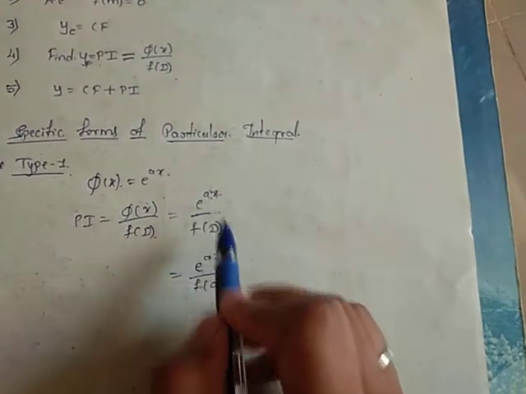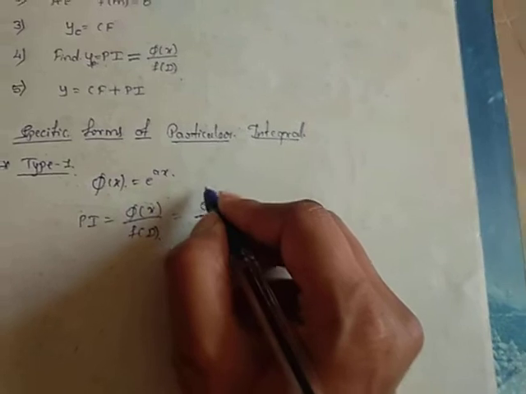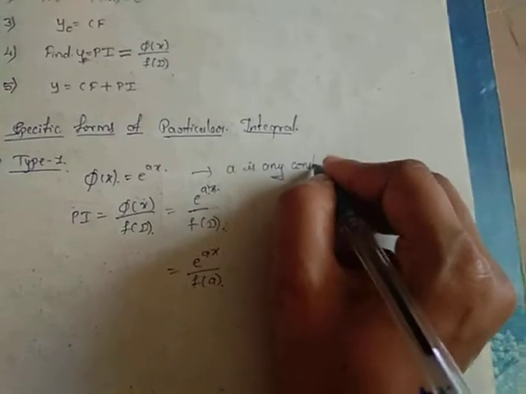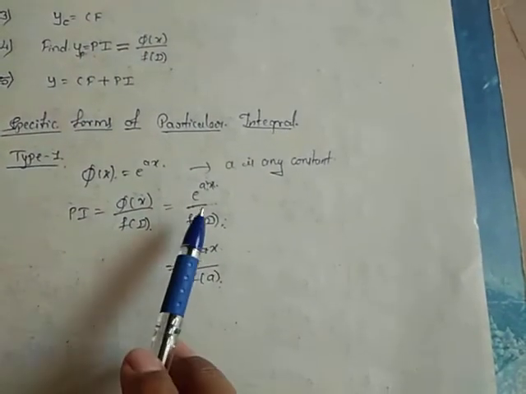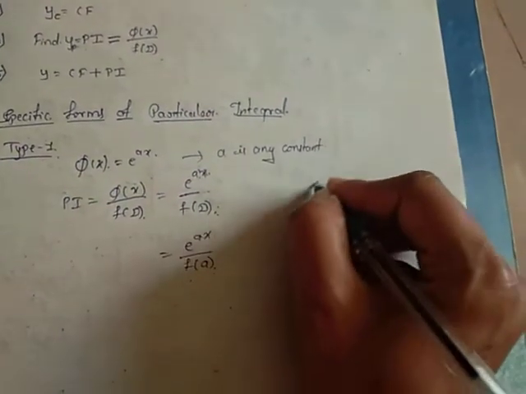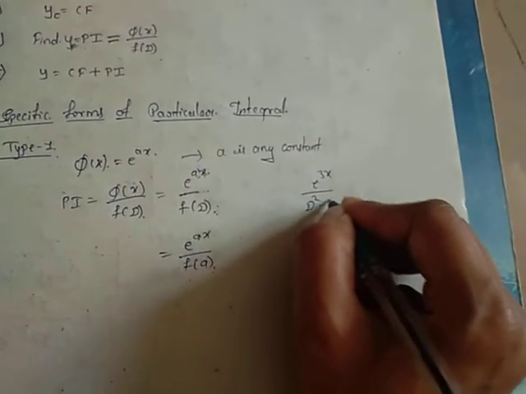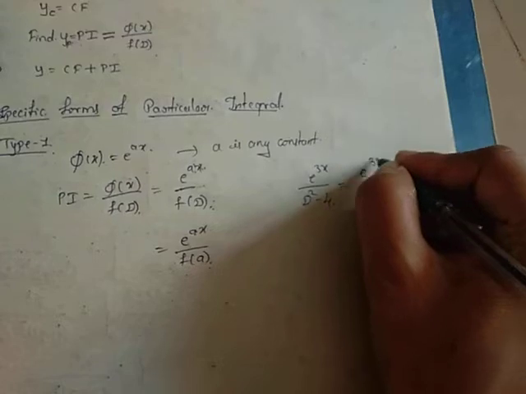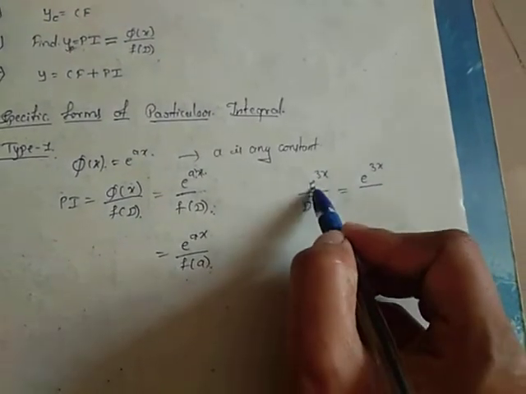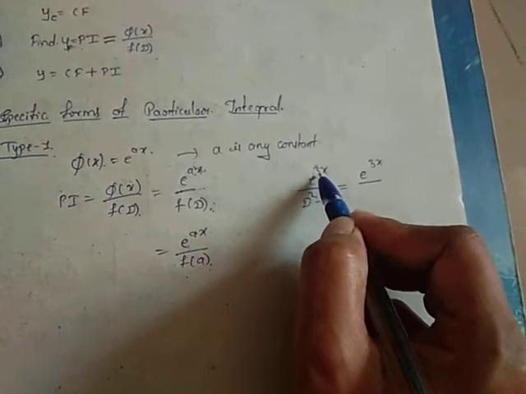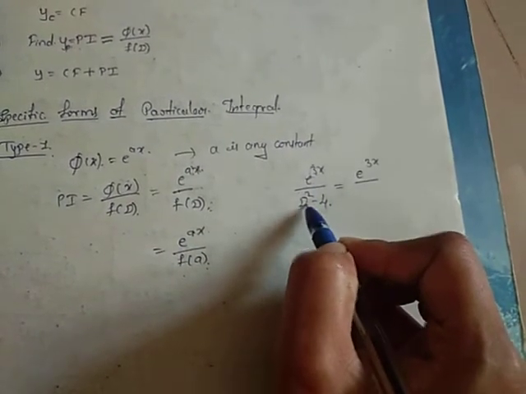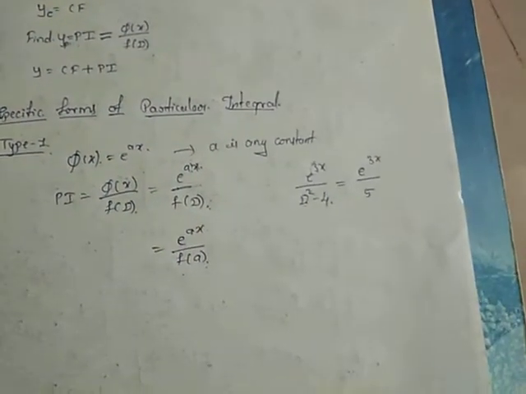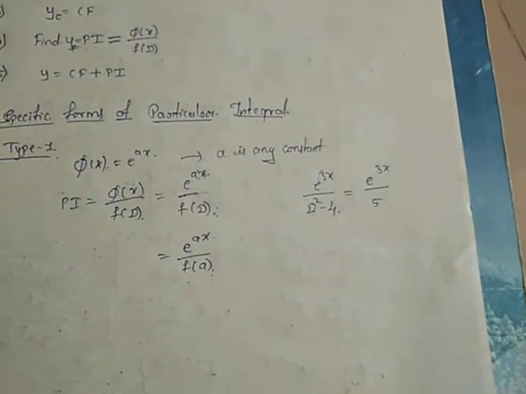We just have to concentrate on the value of a. Suppose a is negative, you have to use the negative value. Here a is any constant term, so we just replace D by a. For example, if you have e raised to 3x divided by D square minus 4, the particular integral will be e raised to 3x divided by, the value of a is 3, so replace D by 3. 3 square is 9, 9 minus 4 is 5. So the particular integral is e raised to 3x divided by 5.